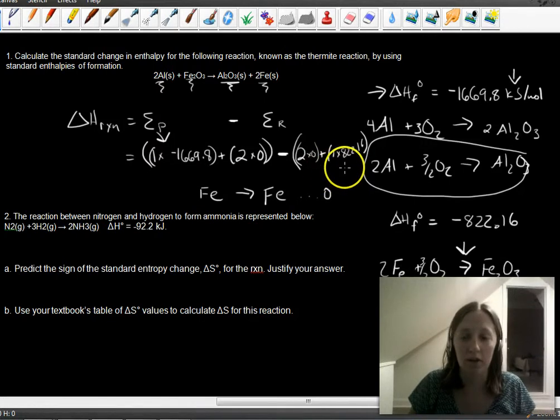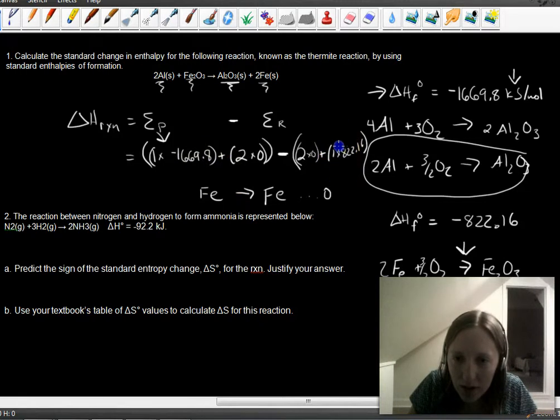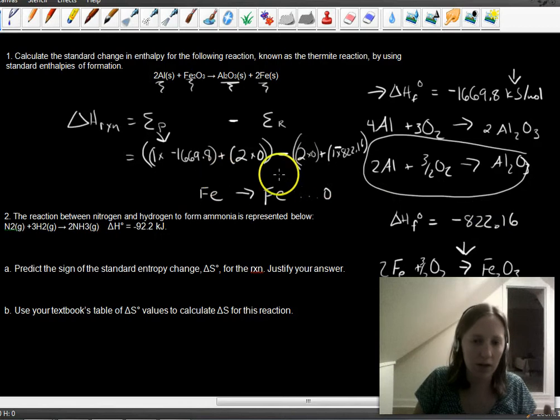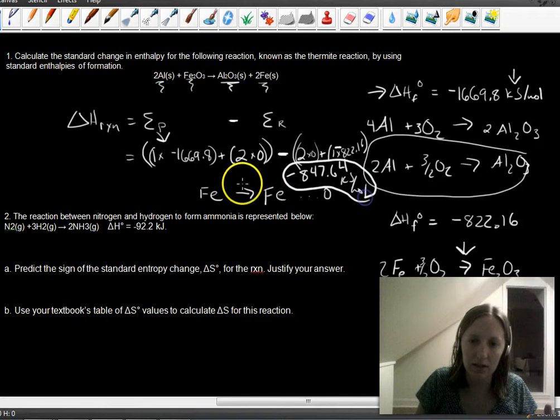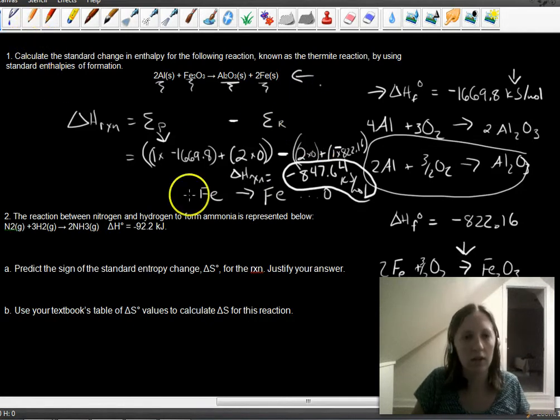Okay, I'm back because I got my calculator. And what I just noticed is that there's supposed to be a negative here, in case you were wondering. That's negative 822.16. I didn't drop that negative for any good reason. And the value that you get with negative 1669.8 minus negative 822.16 is negative 847.64 kilojoules per mole. That is the enthalpy change for this reaction. Bam. All right. Next.